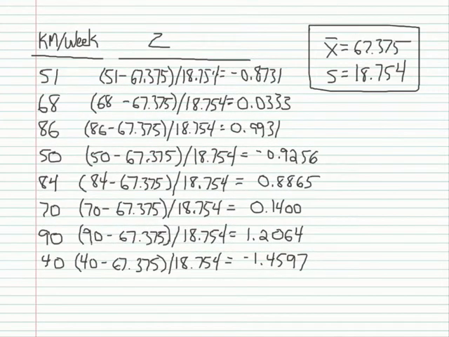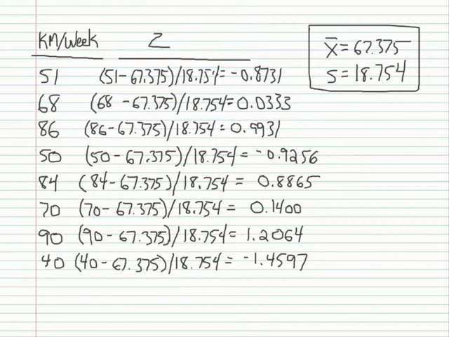I'll do that for each value in this list. And those are the z-scores for these values. There are a couple ways you can check your work. The first is to look at your value. If it's less than the mean, then you should expect to see a negative z-score. If it's larger than the mean, you should have a positive z-score.